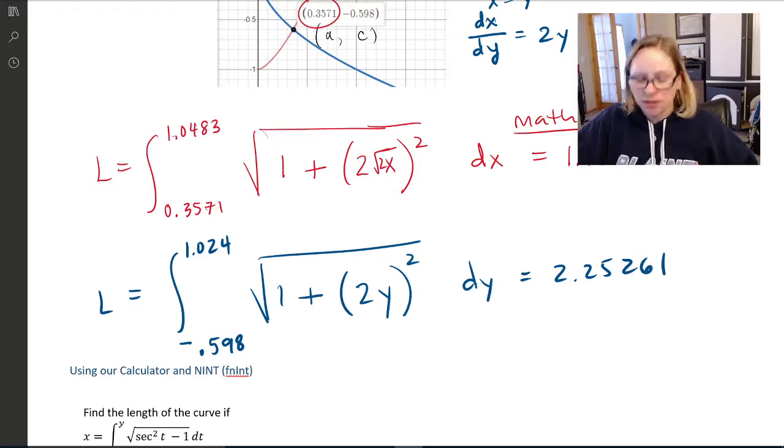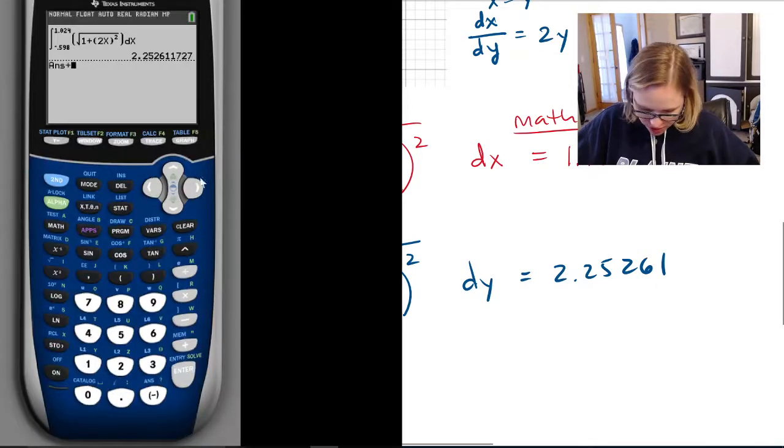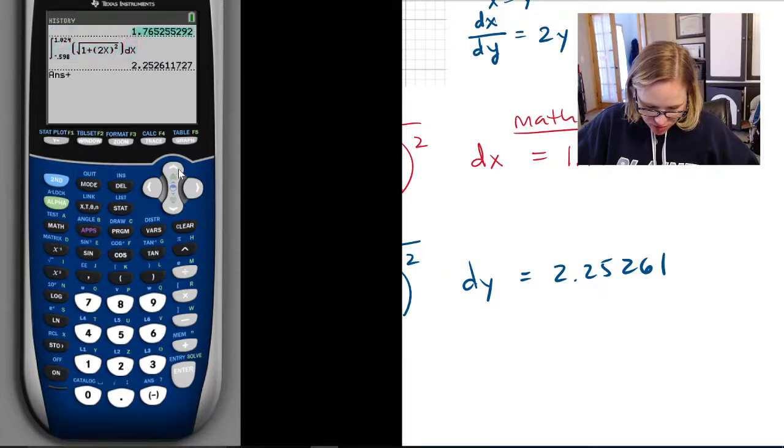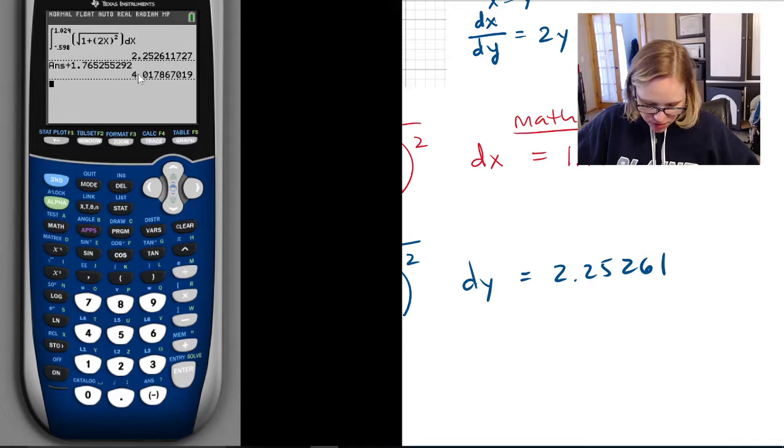So my perimeter is going to be the sum of these two. When I add this together, plus, I like to scroll back up, hit enter. It's always a really good habit to do. 4.018.